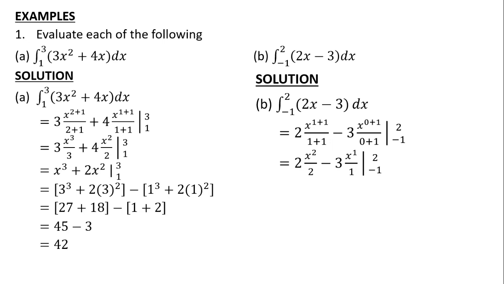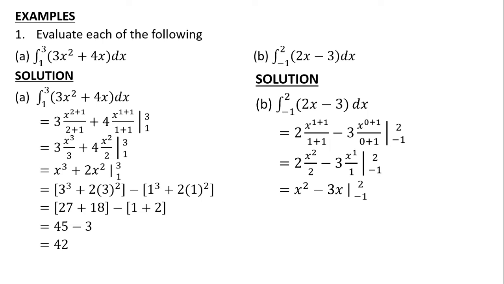From there, we are going to get 2x squared over 2 minus 3x to the power 1 over 1. So if you divide 2 into 2, you get a 1. We will remain with x squared. So we are going to say x squared minus 3x with limits 2 to -1.